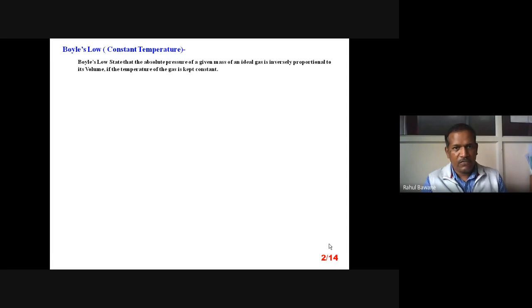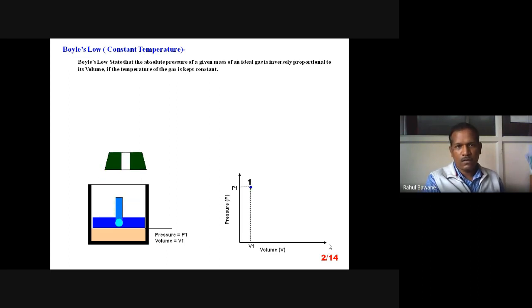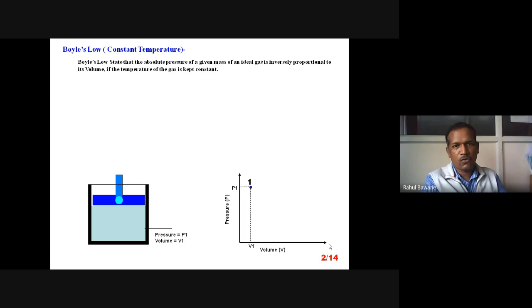It means if I increase the volume, pressure will reduce. If I decrease the volume, pressure will increase. So when one quantity is reduced, the second quantity is increased, so it is inversely proportional. That is Boyle's law. So initial state, suppose P1, V1. Now the volume increases, so pressure will decrease if I keep the temperature constant. So I get a different pressure, different volume.